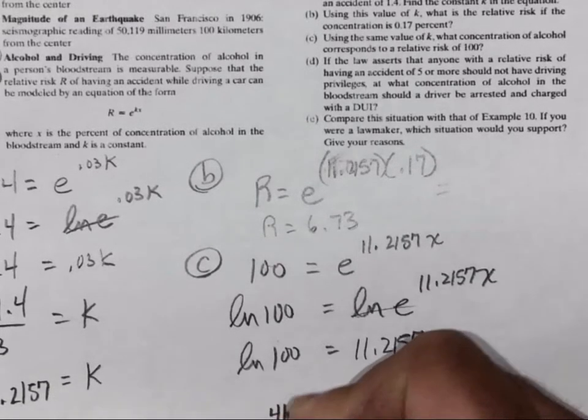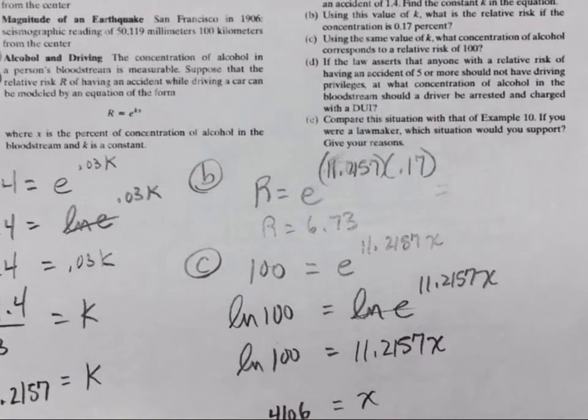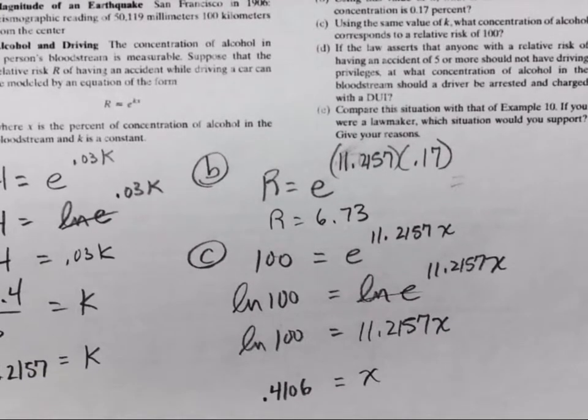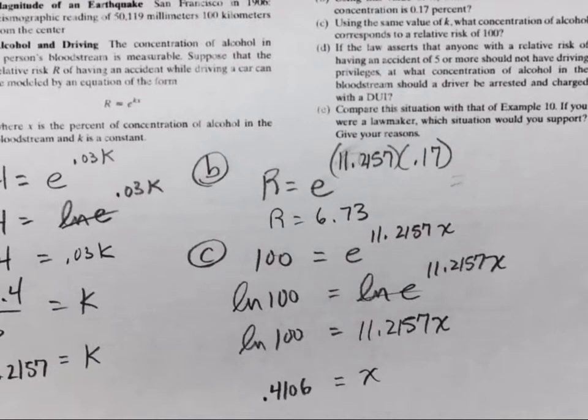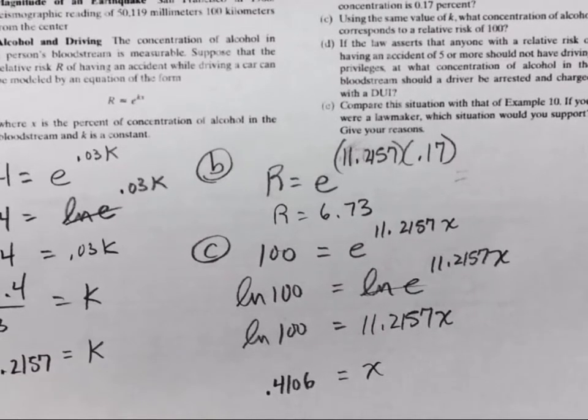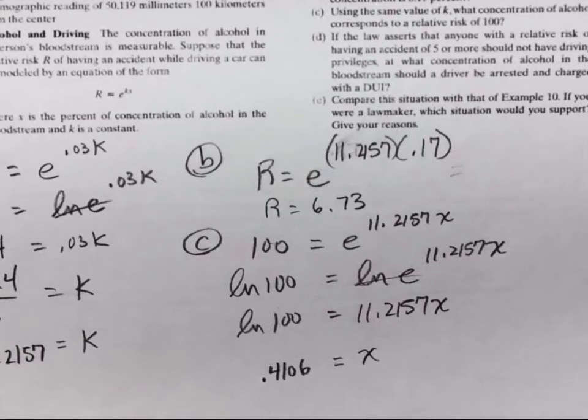And so 0.4106. So that's obviously a huge concentration of alcohol. I don't know what the amount of alcohol in the bloodstream is where you die by alcohol poisoning, but you're probably approaching it if it's 0.4106, I'm assuming. I'm not really sure.